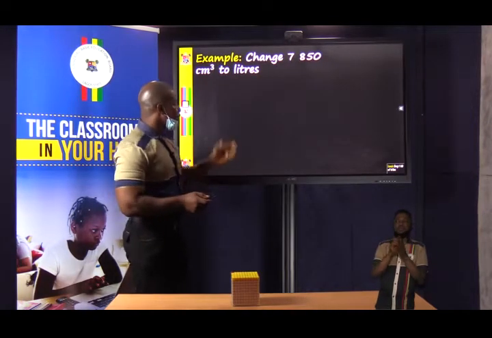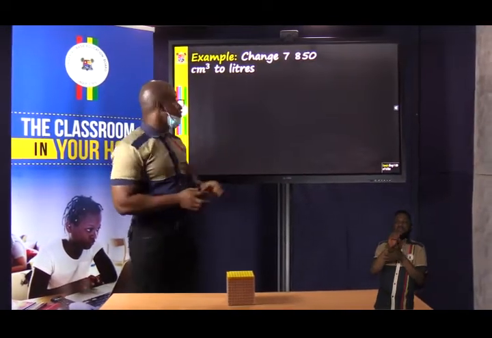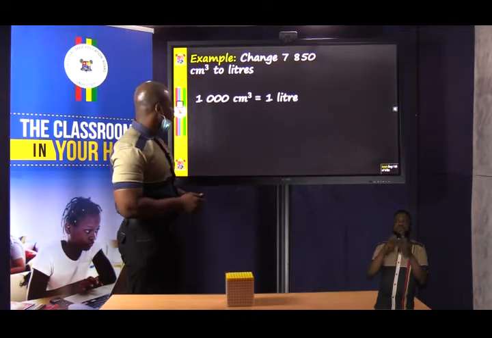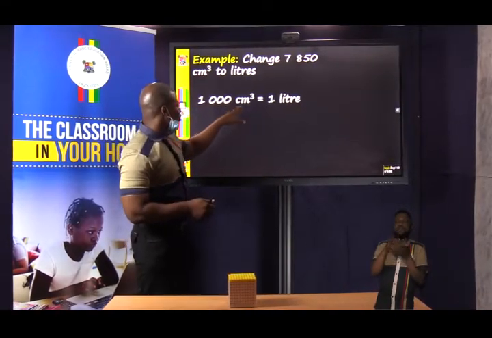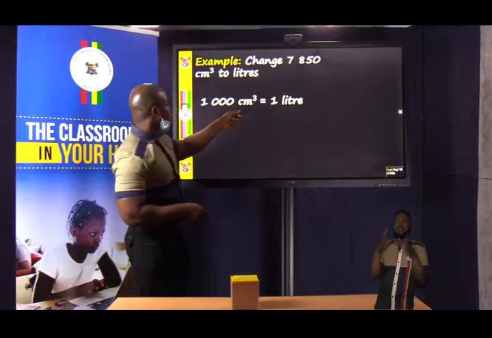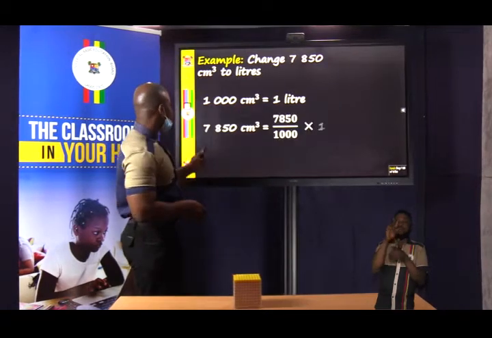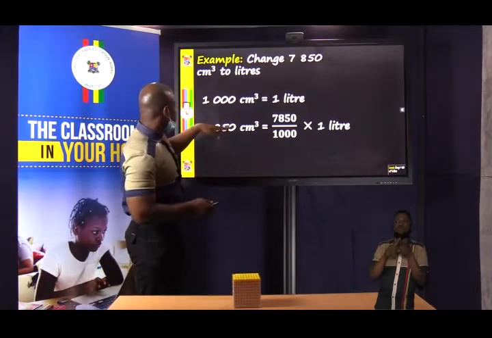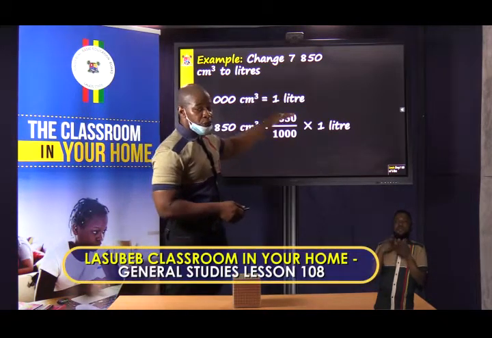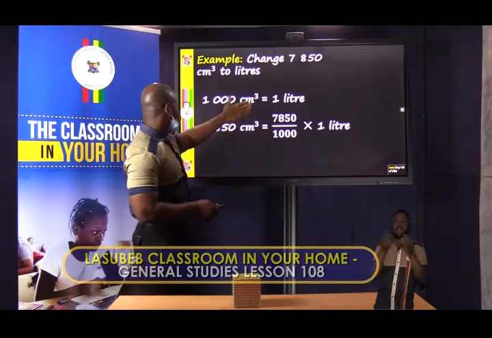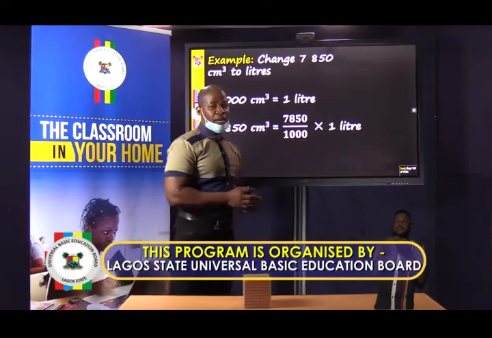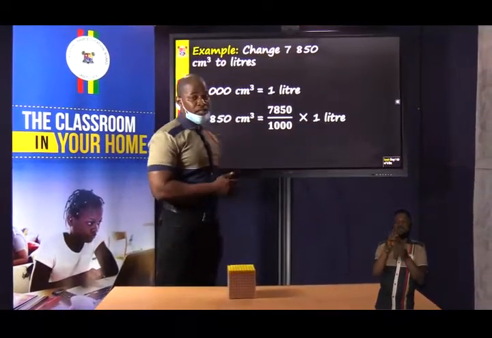Here is another example. This says change 7,850 centimeter cubes to liters. And so what is the relationship again? The relationship is that 1000 centimeter cubes is the same as 1 liter. Now to find how many liters will be 7,850 centimeter cubes, this has increased in the ratio 1000 to 7,850. So this has to increase in that ratio too. And that means that we'll put the bigger number on top, 7,850 all over 1000, then multiplied by what you have here before, which is 1 liter.